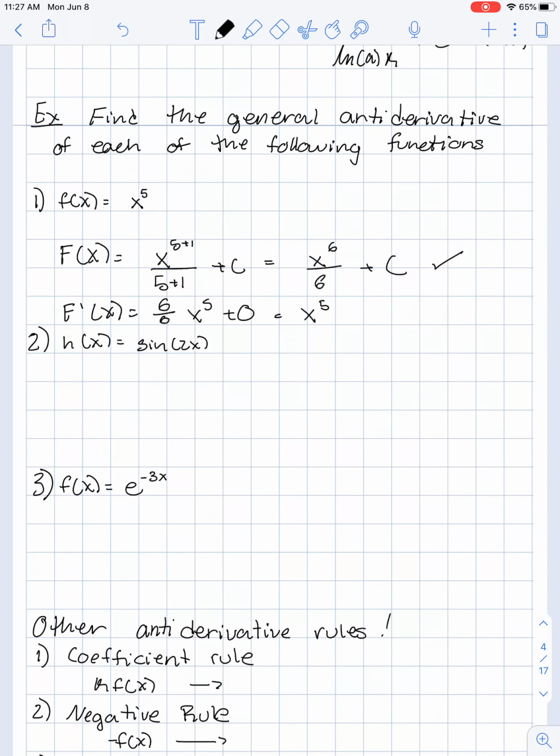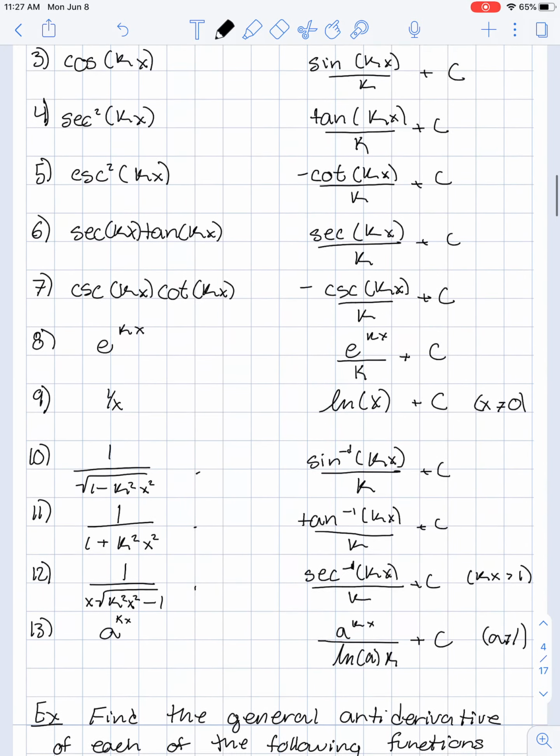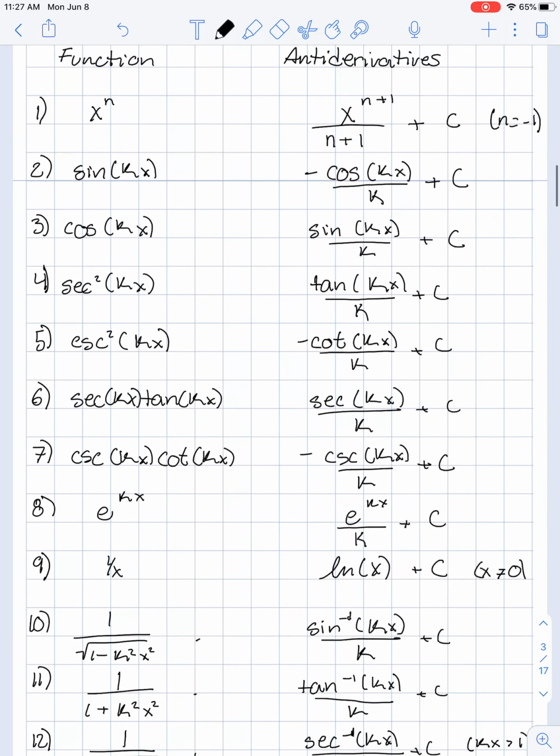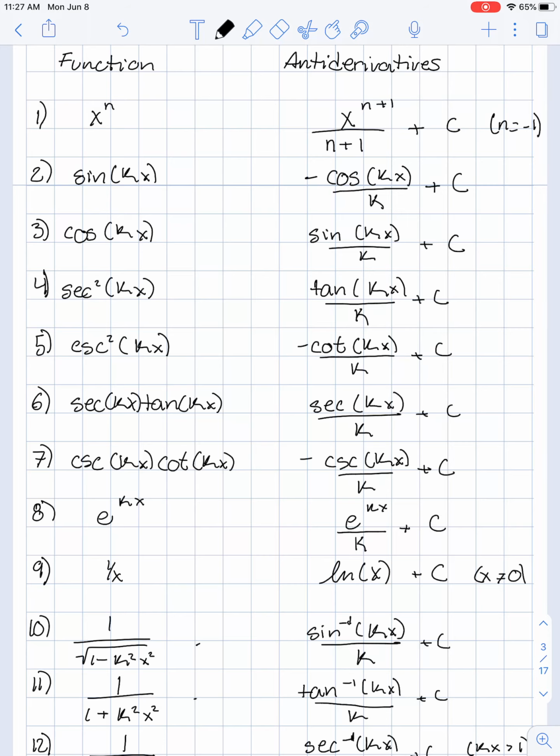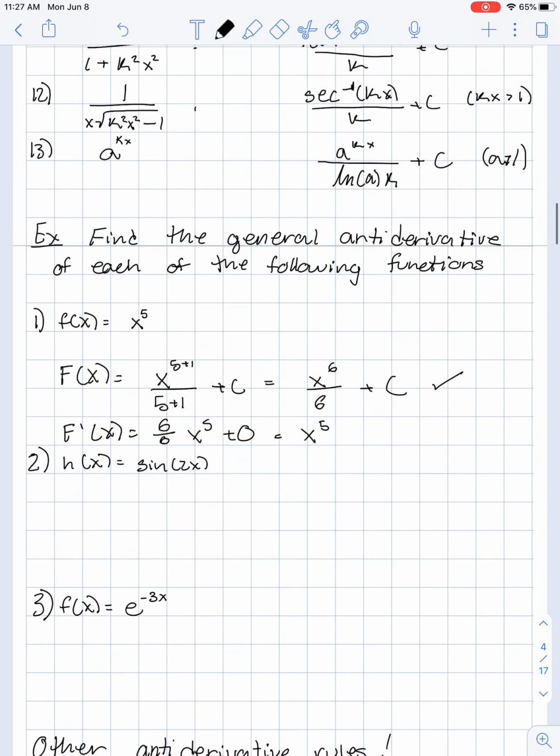Now we have h of x equal to sine of 2x. So I go back up here, sine of kx. So k is just 2 right here. I'm going to have negative cosine kx divided by k. So that means big H of x is going to equal negative cosine 2x divided by 2 plus c.